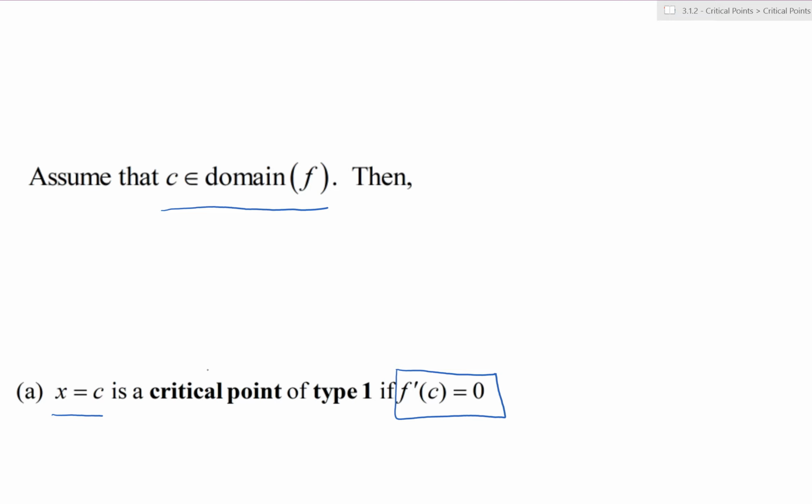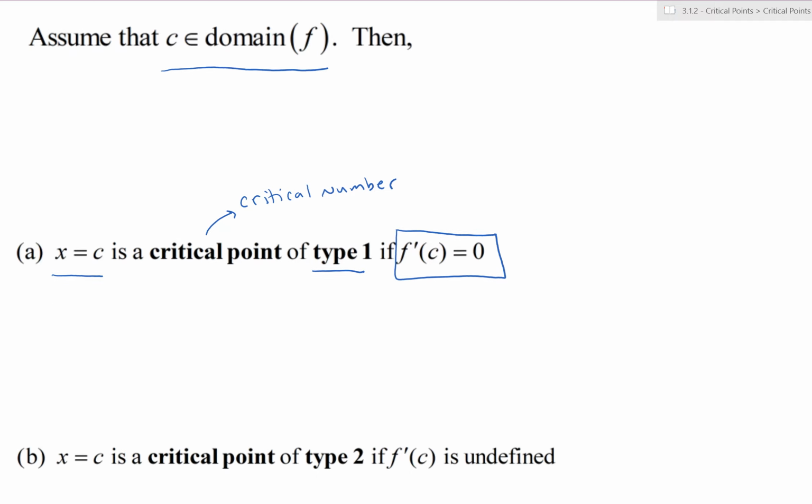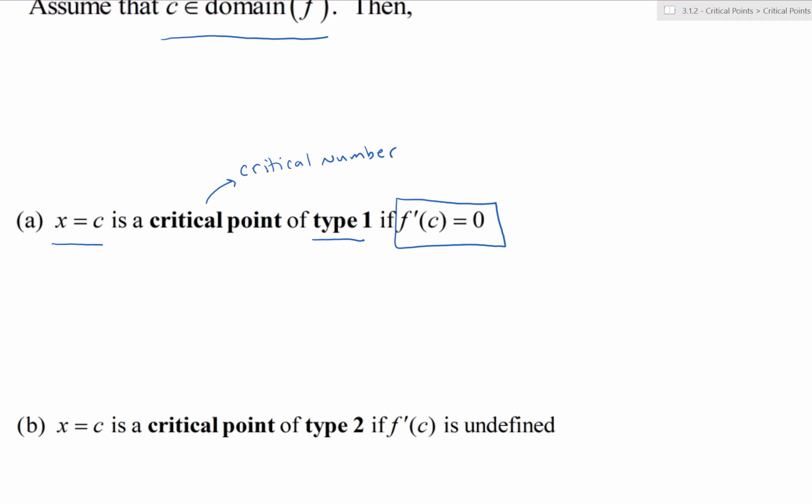Sometimes, by the way, we can replace critical point with the word critical number. So sometimes those two phrases are used synonymously. So if you have a value of the input which is in the domain of the function, and the derivative at that same value, in this case c, is equal to 0, then we call it a critical point of type 1. But there's another type of critical point right here at the bottom.